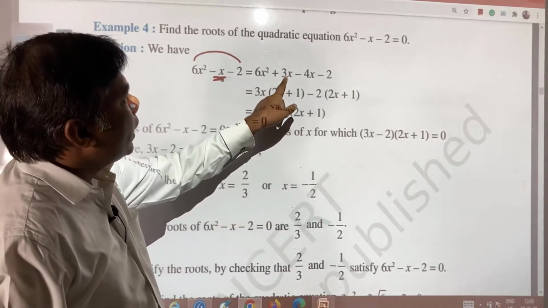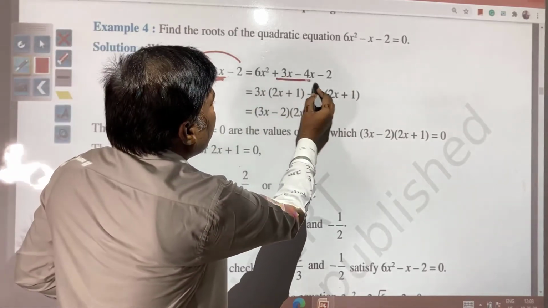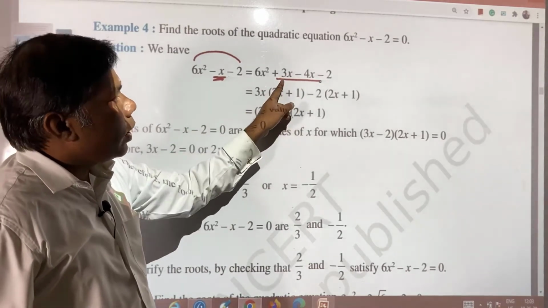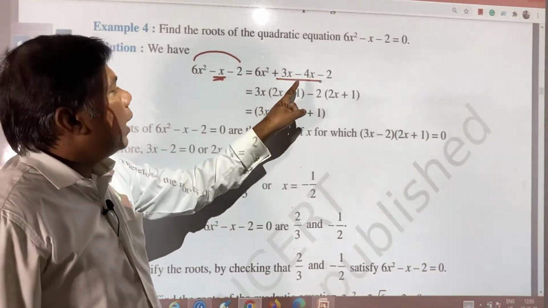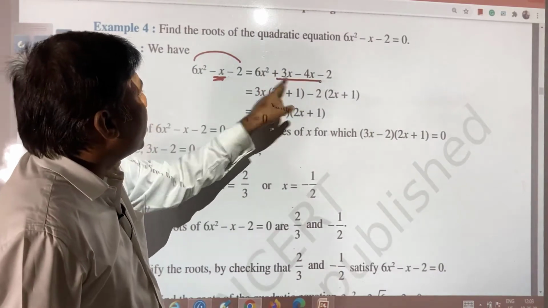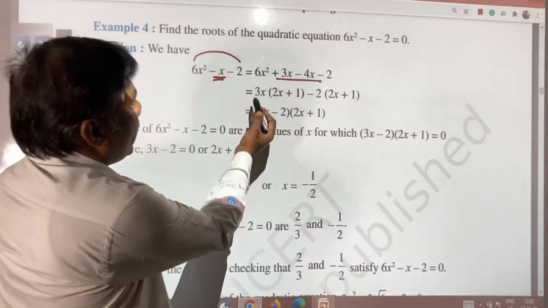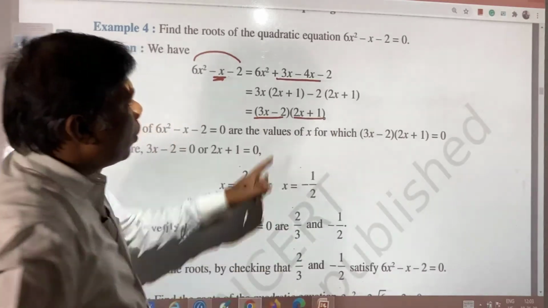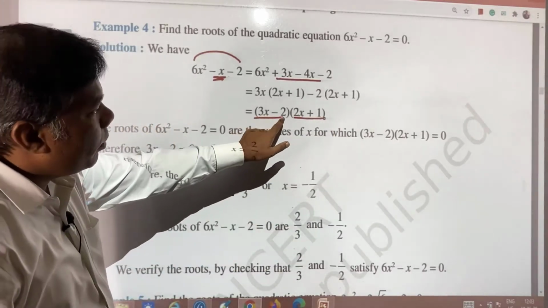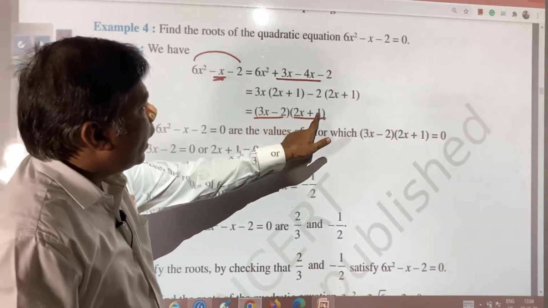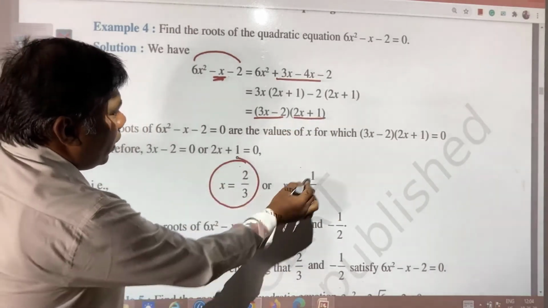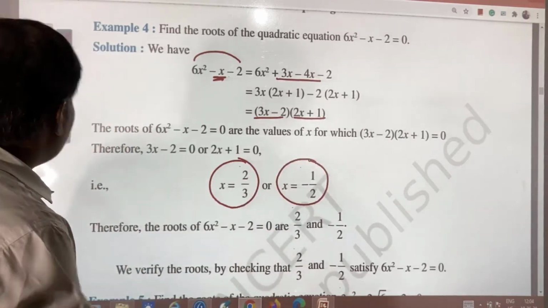Here you see it has been split as 3x minus 4x. So if you multiply, you will get 12 minus 12, and if you sum up, you will get minus x. So finally you have got two factors, 3x minus 2 and 2x plus 1, and finally x will be 2 by 3 and minus 1 by 2. Here you see x is equal to 2 by 3 and minus 1 by 2.